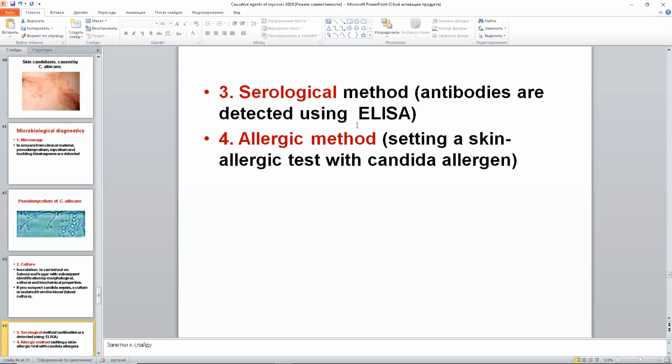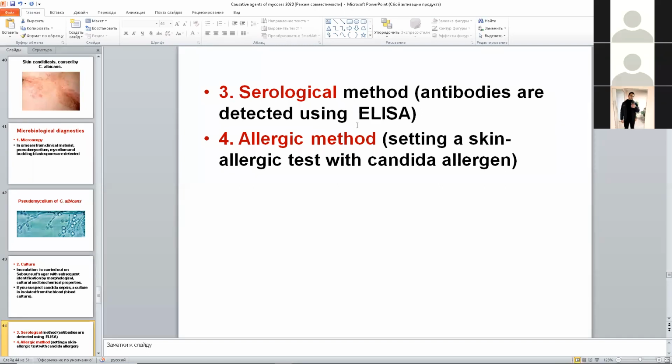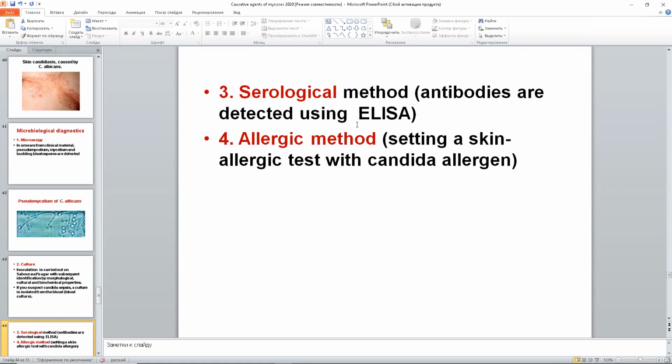And we have to compare the titer in the first sample of the serum and then in the second. If the amount of antibodies is increased 4 times or more, it means the diagnosis is confirmed by the serological method. But if the amount of antibodies is still at the same level, it means this person had Candida before, and now he has maybe some other infectious disease, but not candidiasis.